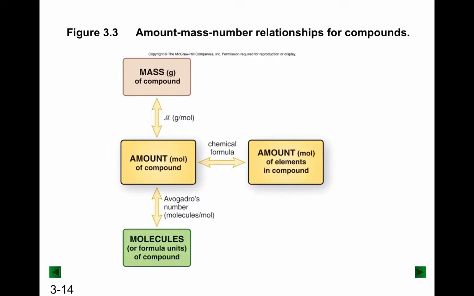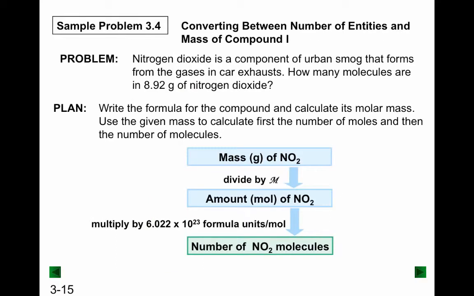Moles of a compound are related to grams of the compound through the molar mass with units of grams per mole, and to the number of molecules or chemical formulas through Avogadro's number with units of molecules per mole. To find the number of molecules or formula units in a given mass or vice versa, we need to convert to moles first. With the chemical formula, you can calculate the mass-mole number information about each component element. Again, to help cement this concept, let's work through a problem.